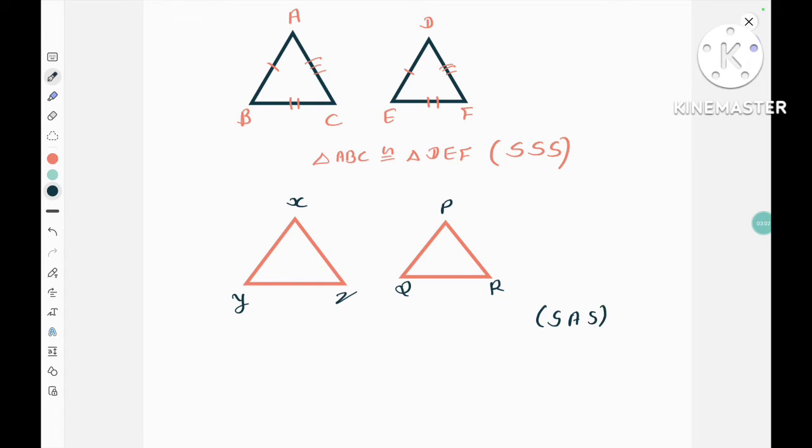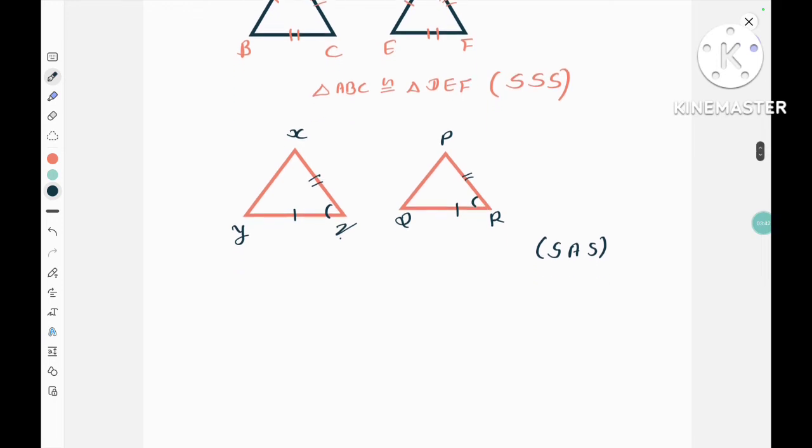See here, listen very carefully. If this side and this side are congruent, and this side and this side are congruent, the angle must be between them, then only we say they are congruent. If instead of angle Y and angle Q being congruent, we say angle X and angle P are congruent, in that case we cannot say these two triangles are congruent. They could be or not. Anything is possible. So we need the congruent angle between the two congruent sides, not anywhere else. So remember this rule.